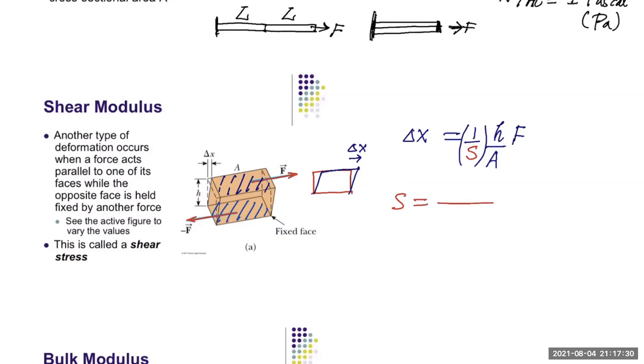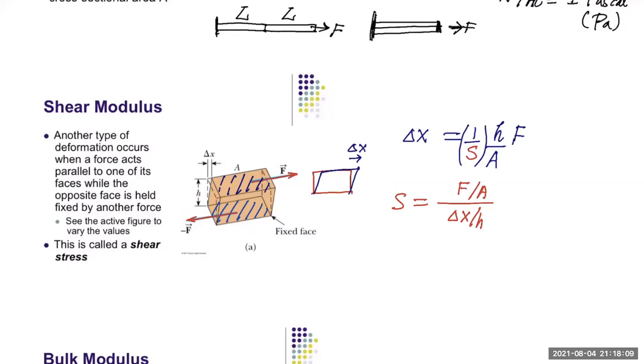Okay, so it is F over A in the numerator, and delta x over h in the denominator. Again, it's stress over strain. Okay, it's still stress over strain, except the definition of the strain in this case is a little different. h is how tall this box is, and delta x is how much the top surface is shifted perpendicularly to the height. So it's a sidewise deformation. Okay, so that's called shear modulus.